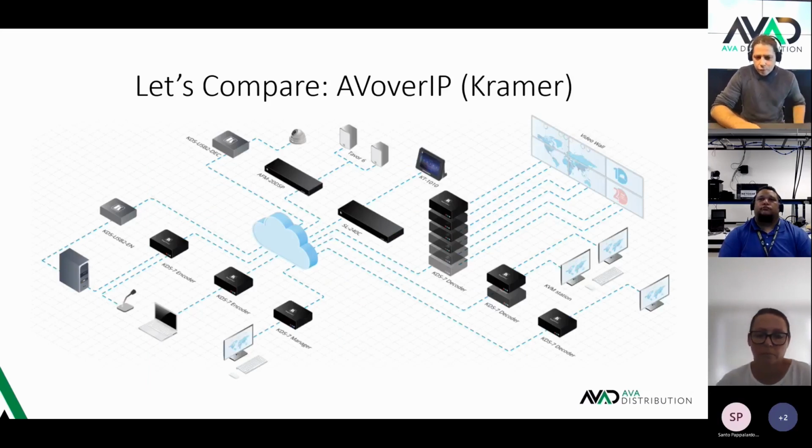This is an AV over IP Kramer example. Again, the central point is our network. We can manage our audio and video transport through a single unit, and this single unit here is our Netgear AV line switches.